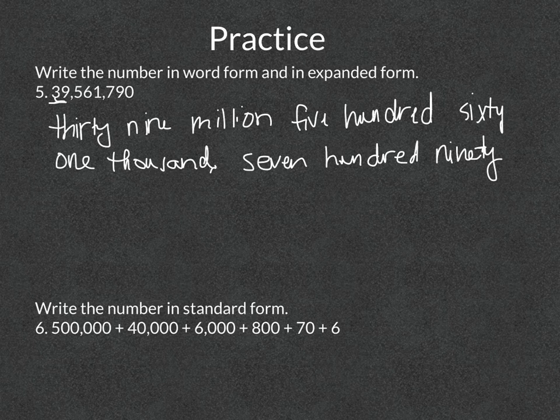So you can see I looked at this number here and it's 39. This one I looked at, it's 561. This is 790. So I kind of chunk it up in those different houses like we talked about earlier. And then I just have to remember, is this the thousands house? Is this the millions house? Is this the units house?